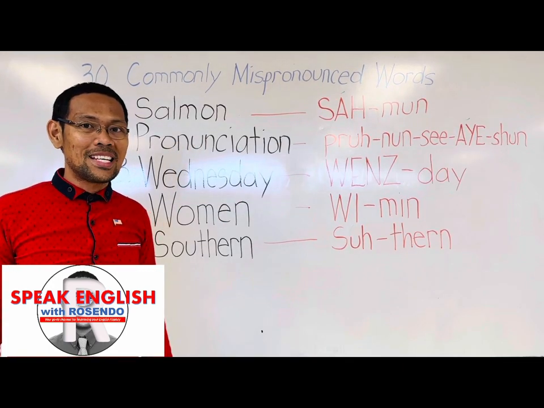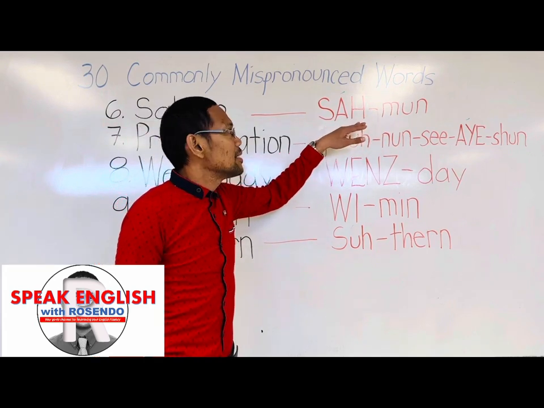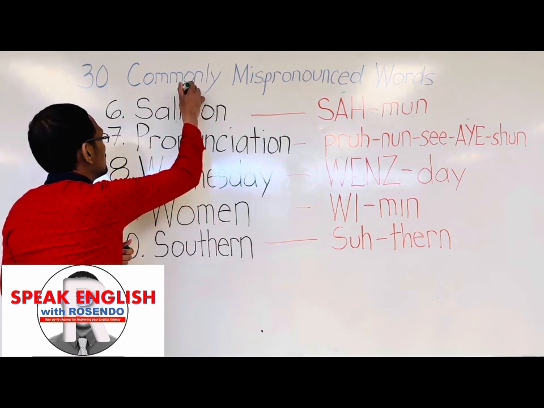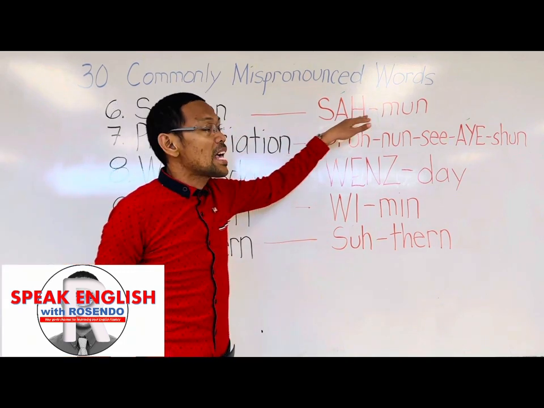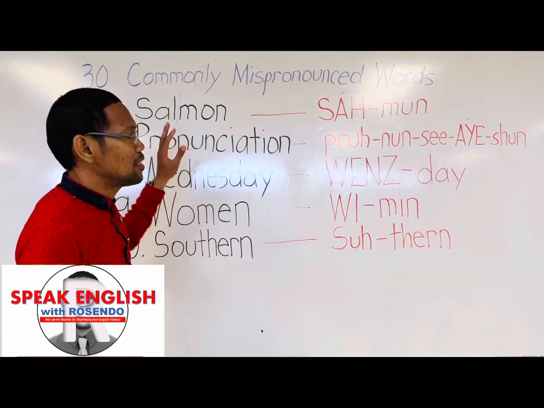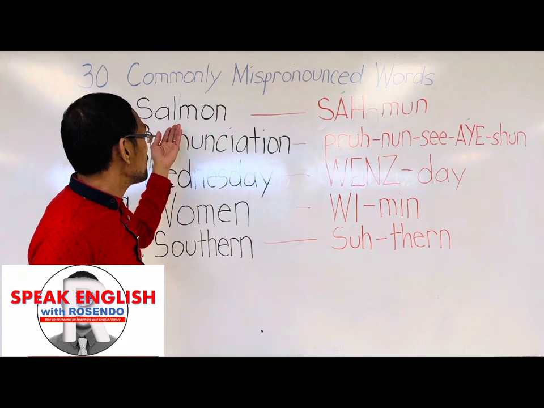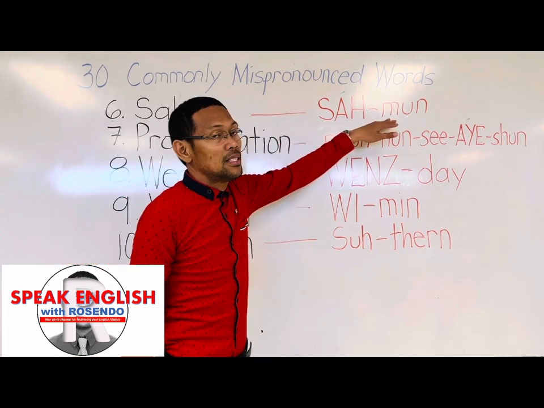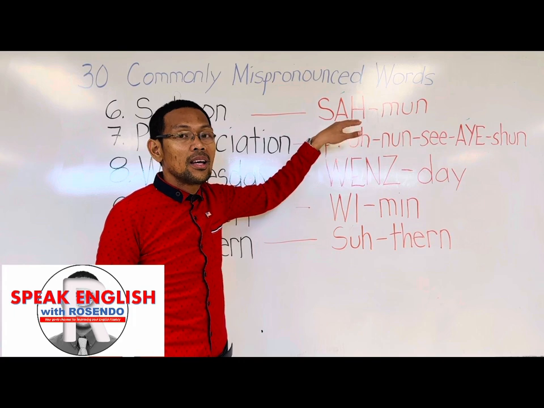Moving on to number six, we have a two-syllable word, which is pronounced salmon. We have here the letter L, but when we pronounce this word, the L is dropped. Hence, we say salmon. This is one of the commonly ordered dishes in restaurants, and some people pronounce the L, but it should not be. There is no L when you utter the word salmon.